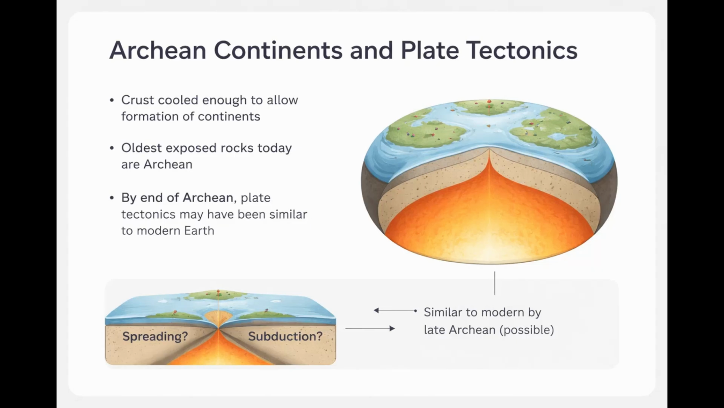Geologically, the Archean marks a cooling and stabilization of Earth's outer shell. The crust cooled enough that continents could form. That's why many of the oldest exposed rocks we can study are Archean in age. The source also notes that by the end of the Archean, plate tectonics may have started to resemble the modern system, meaning large moving plates, recycling crust, and long-term reshaping of the surface.